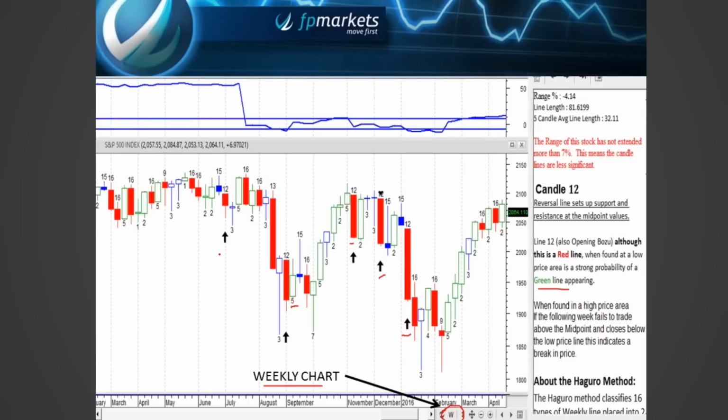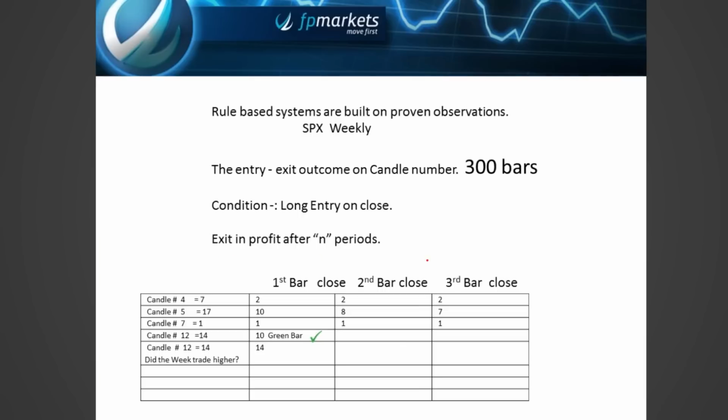And when you work through your statistics of this, what I did was I looked back over 300 weekly bars of the S&P essentially, and started to count out the candle numbers. And we found that in 300 bars, candle number 12 turned up 14 times. 10 of those times there was a green bar afterwards. So the week has closed pretty much on its low on the Friday, and 10 out of 14 times, the next week has turned into an up week.